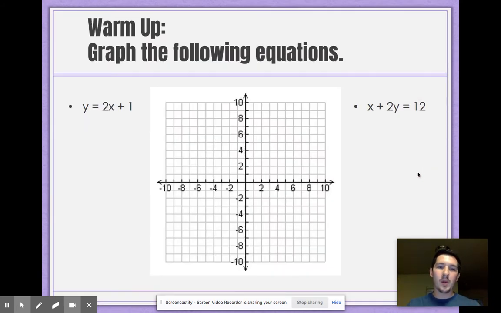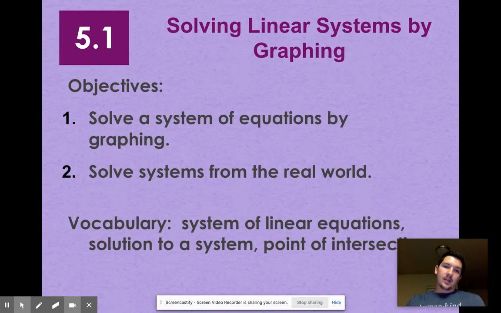Our warm-up today is you're going to graph these 2 equations. You don't have to do it, but that's what we're doing for our warm-up. So let's walk into our objectives today.